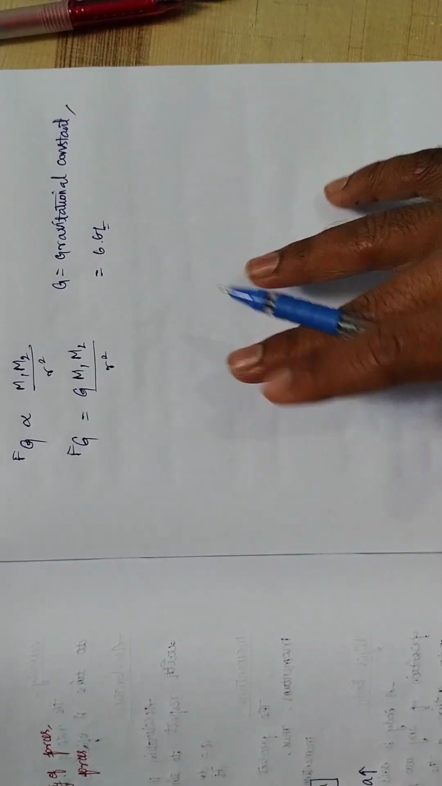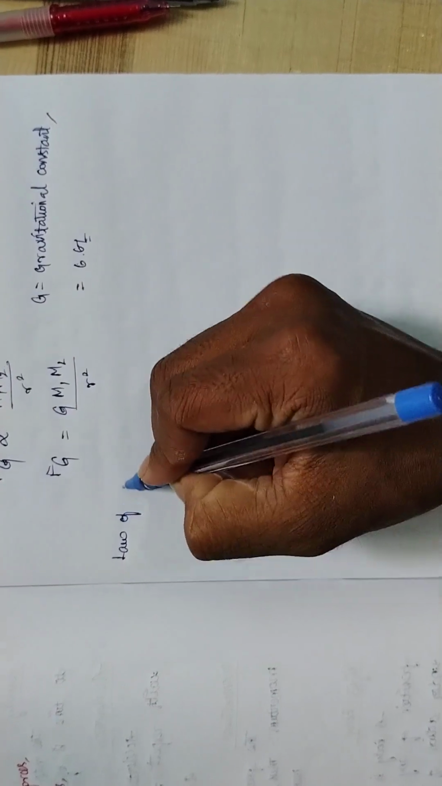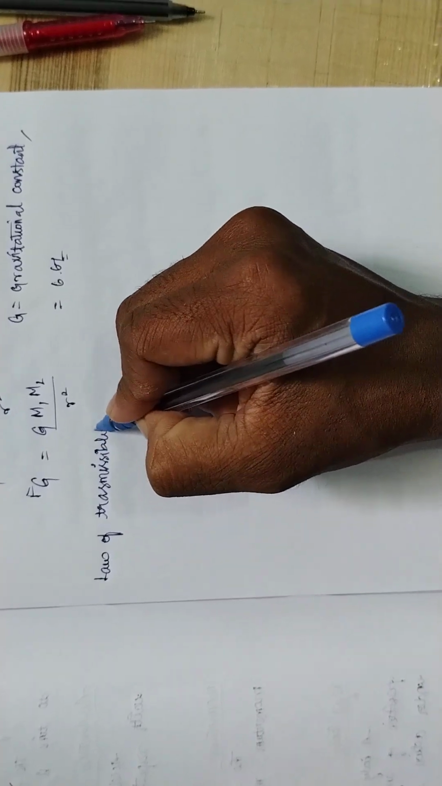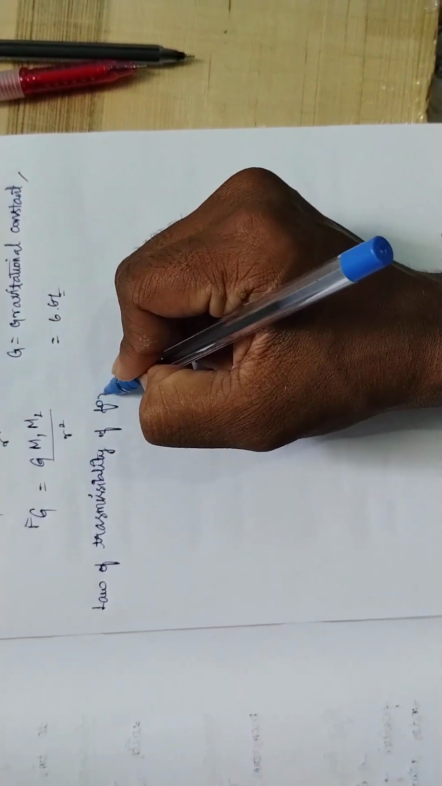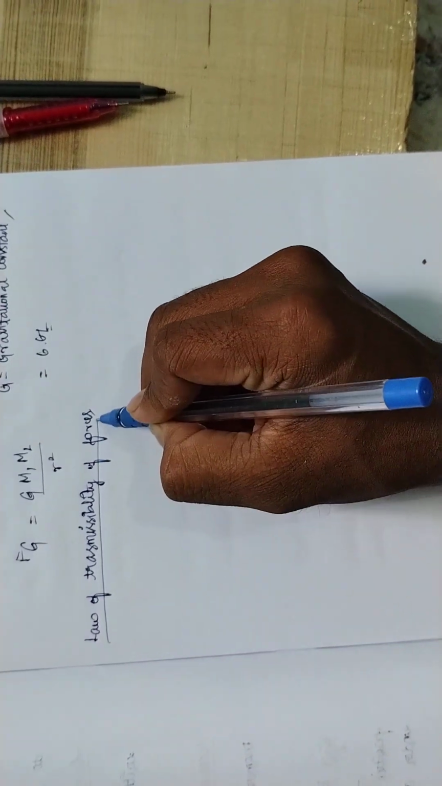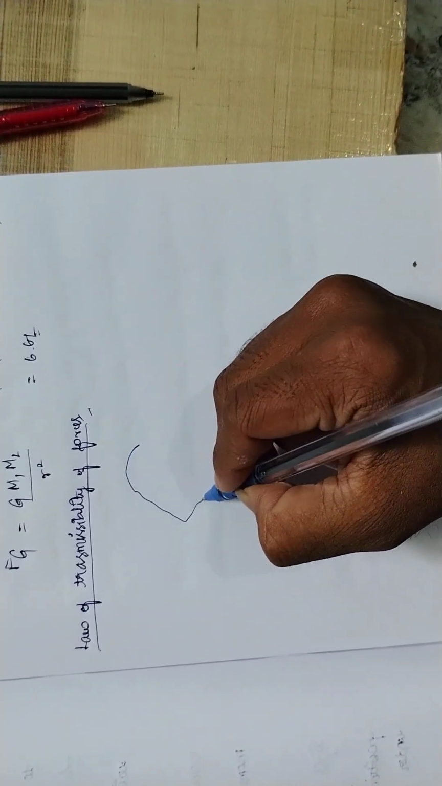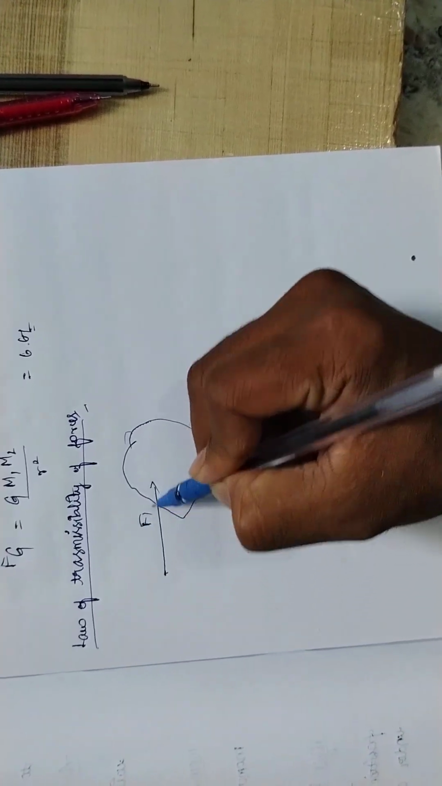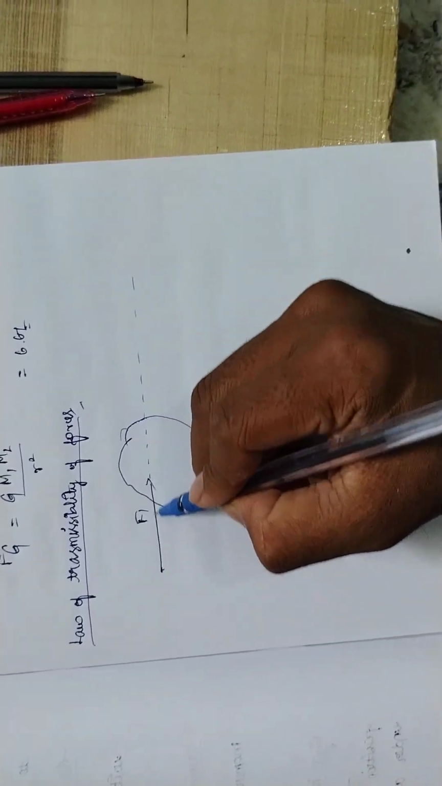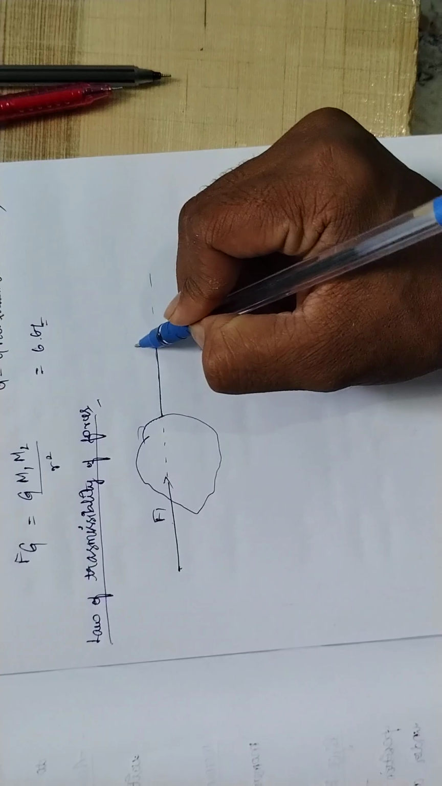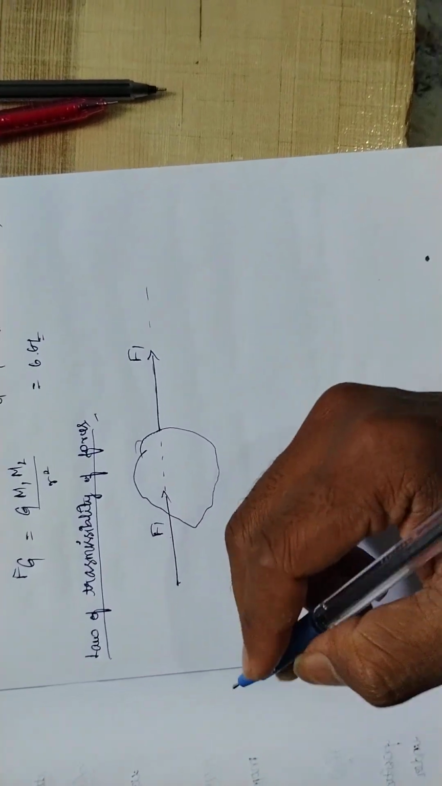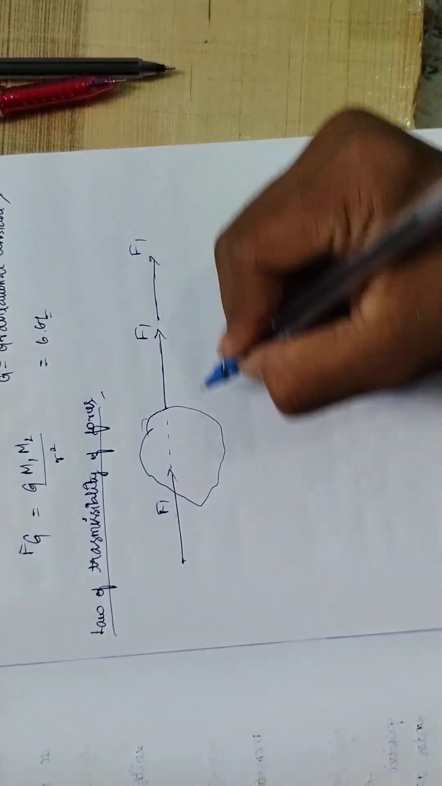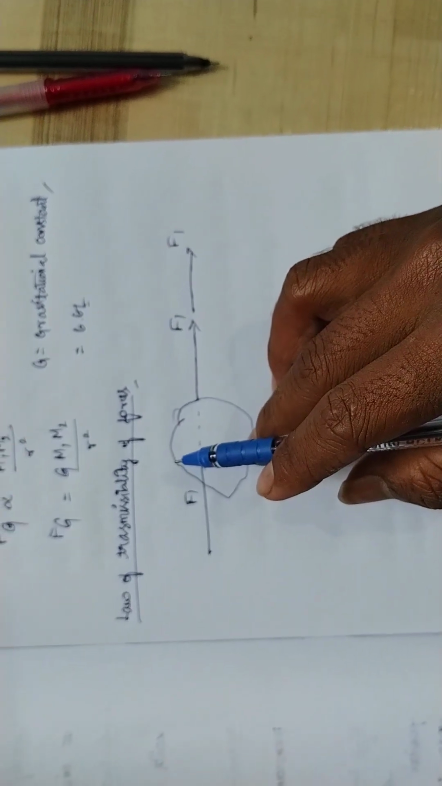And we move to the law of transmissibility of forces. The law of transmissibility of forces is nothing but this: if there is an object or a particle like this, and I apply a force F1 in any line of action, the force can be replaced to this position. It can be replaced with any other position in the same line of action. That is known as the law of transmissibility of forces.